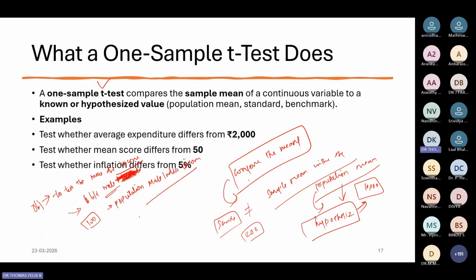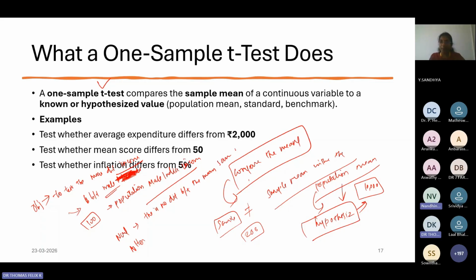It is clear that my objective is to check the means, so I will compare the means. Based on that, I have to frame the null hypothesis and the alternate hypothesis. The null hypothesis is that there is no difference between the mean of the sample and the population group.